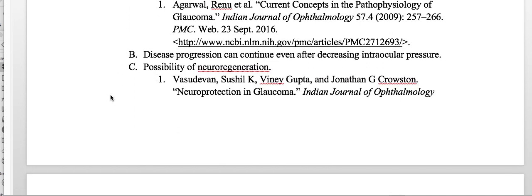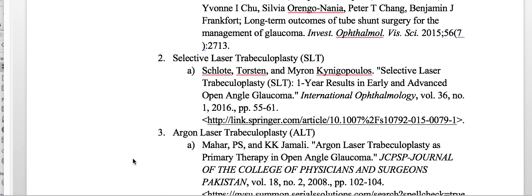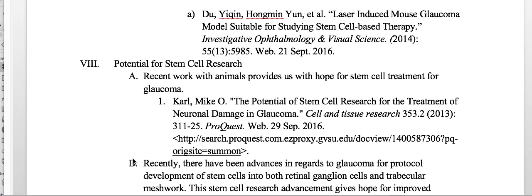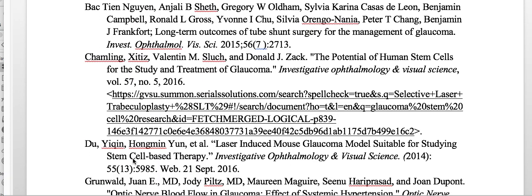And then contemporary perspectives that we have here. So current therapeutic advances and so on. So this continues, treatment, stem cells, potential for stem cell research, and then some personal perspectives that are in there.